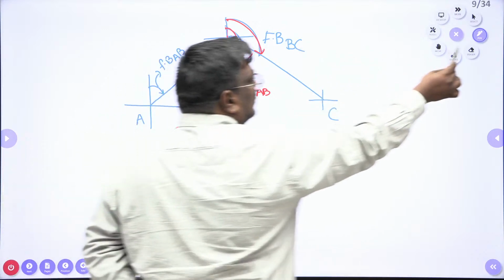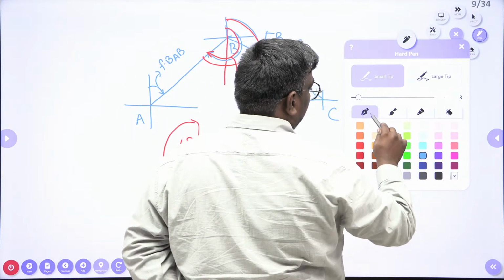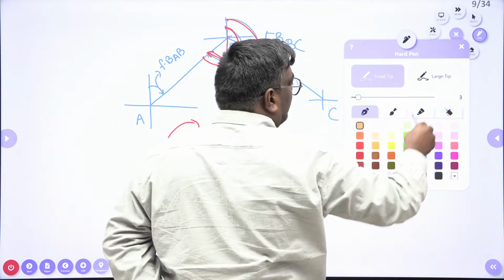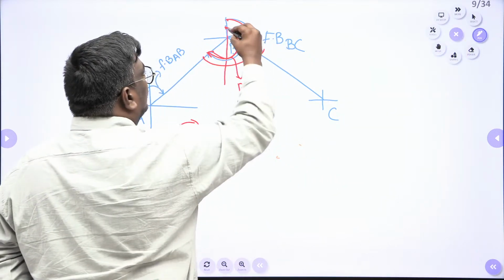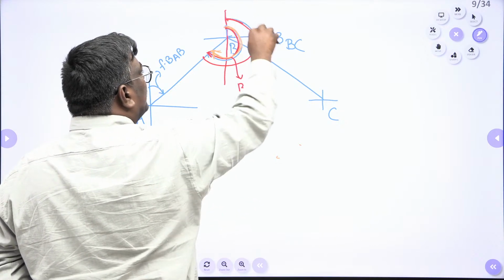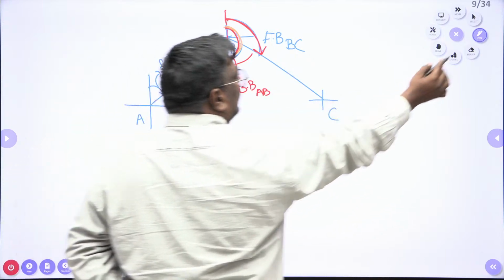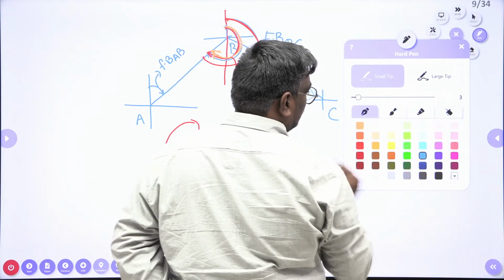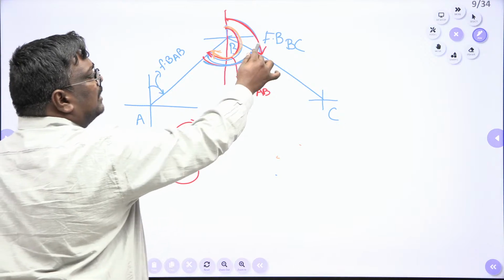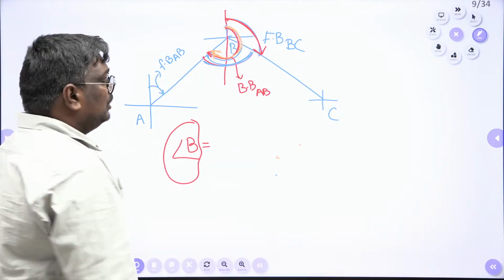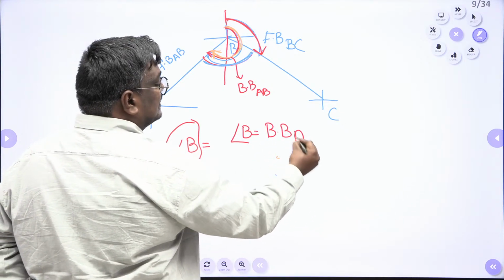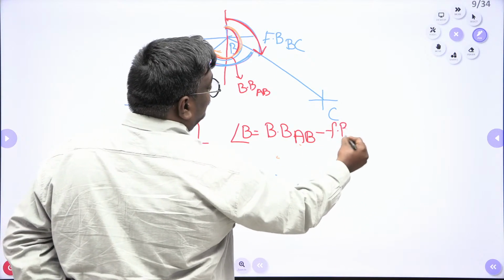One second, sir, I will show you with different colors. Now see, students, this is back bearing, and this is the forebearing of this line. What will be the angle B? This is angle B. How will you do it? Orange minus red will give you angle B. Right or wrong? So here you can write angle B is equal to back bearing of AB minus forebearing of BC.